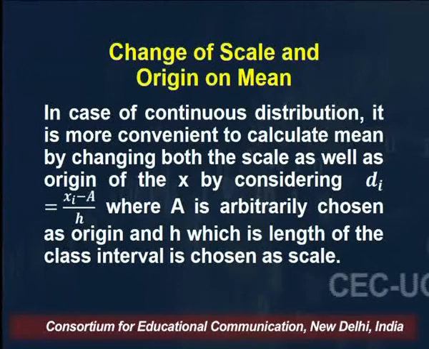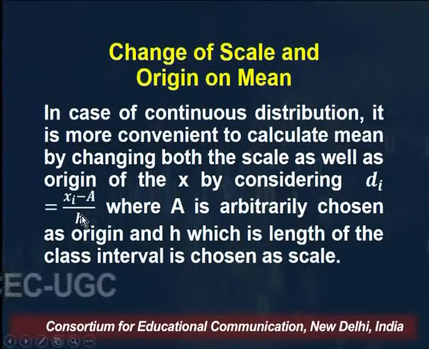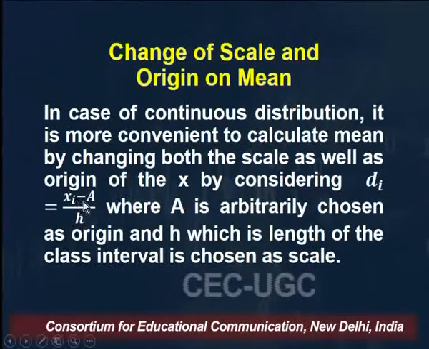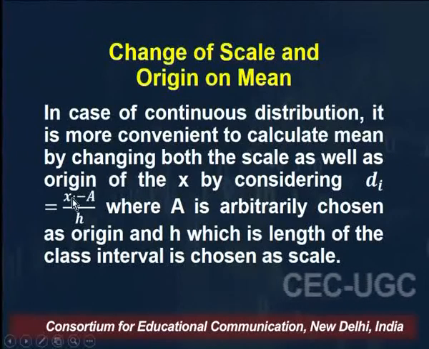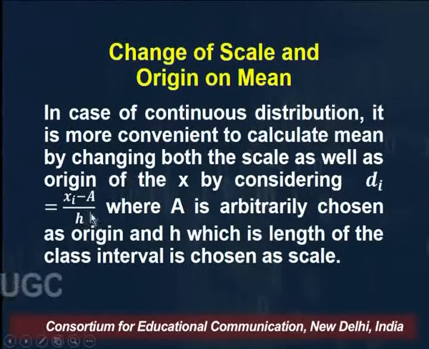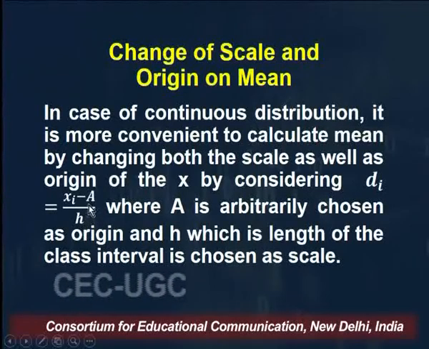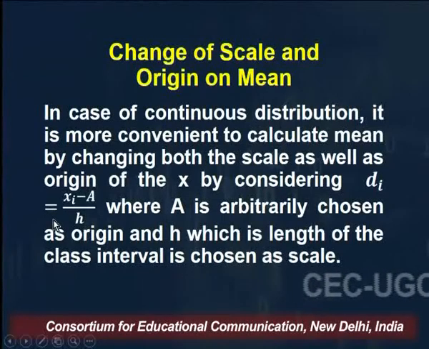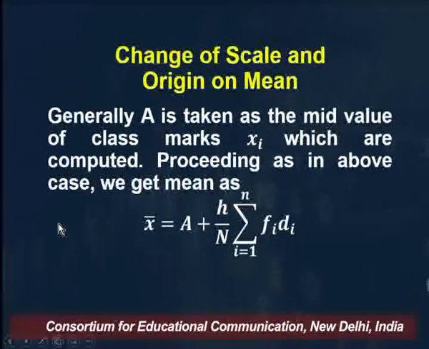So here, in that case, my h will be the length of the class interval, or the width of the class interval. Here I am changing the scale, that means I am subtracting the value of A from xi, and I am changing the origin, and then I am changing the scale by dividing it by h. So I am changing both origin as well as scale, and let me elaborate how the calculations become simple in this case.